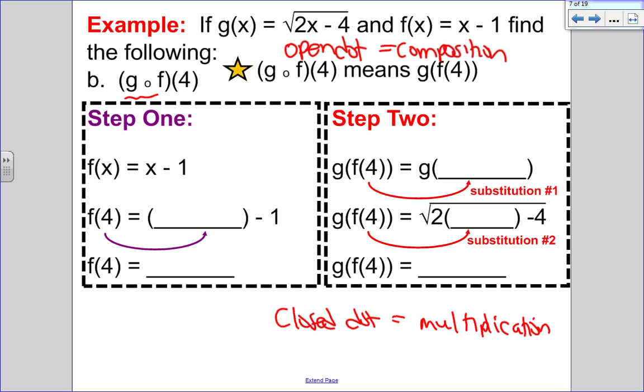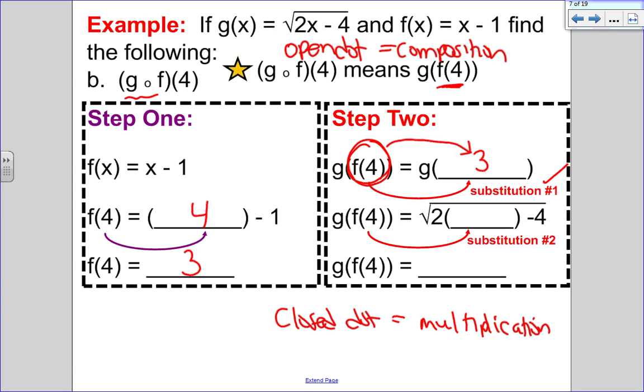Okay, so we're going to go the other way around. I'm going to start on the inside, which is f of 4. f tells me I'm dealing with function f, and f of x is x minus 1. So f of 4 is 4 minus 1, which is 3. To solve g of f of 4, I work inside out. My very first substitution is f of 4, which we just found is 3. So substitution number 1, f of 4 is 3.